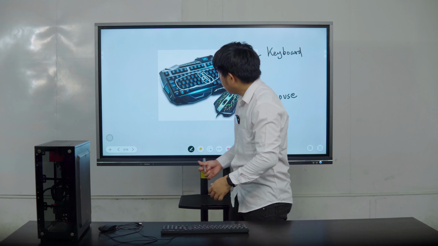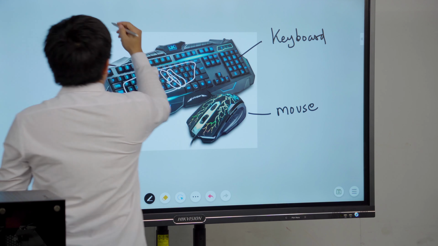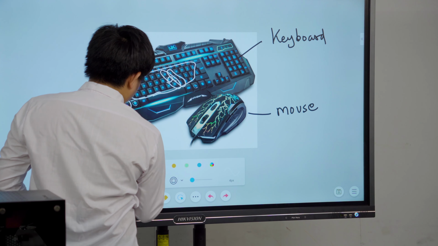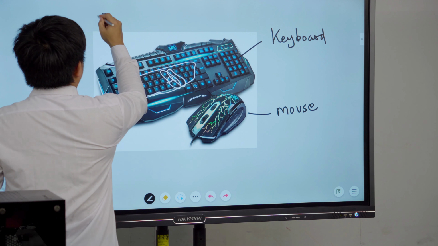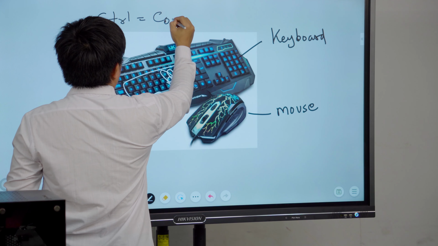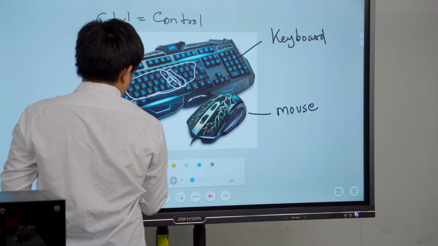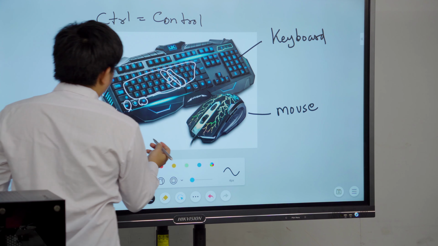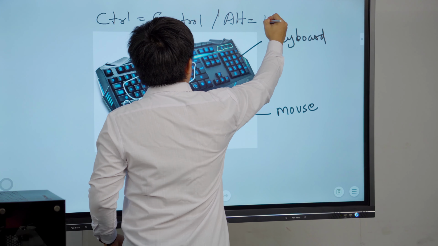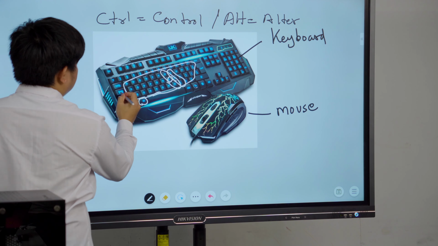And this is called control. The short form is CTRL. The long form is control. And this one is alt. ALT is short for alter. And this is caps lock.